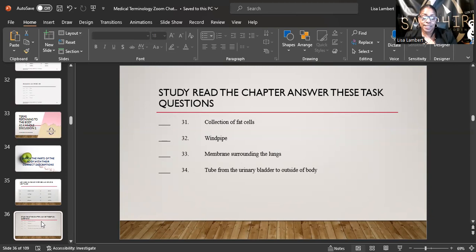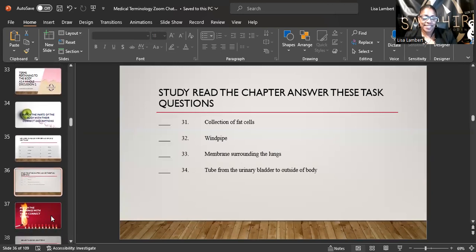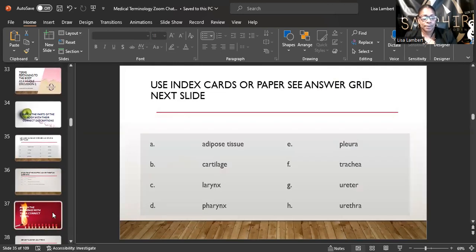No, I'll see it on your chest. I'll know if you know it or not. Okay, 2 from the urinary bladder outside the body. That's these answers right here. I just got that right there.